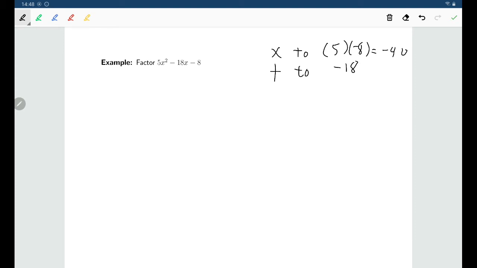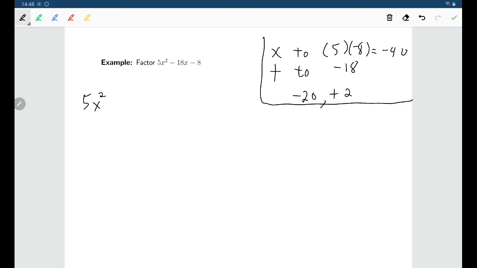And I'm thinking about, well, which numbers multiply to negative 40? 20 and 2, one of them positive, one of them negative, that would do it. And if you were to take negative 20 and positive 2, they would multiply to negative 40, and they would also add up to negative 18. So we've done our little side work here. Now we'll actually use that to help us factor.